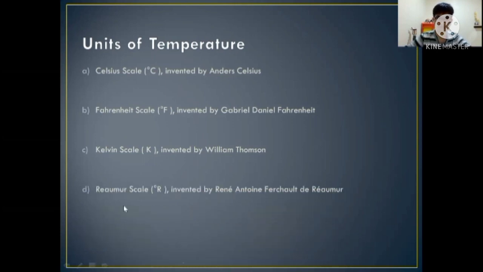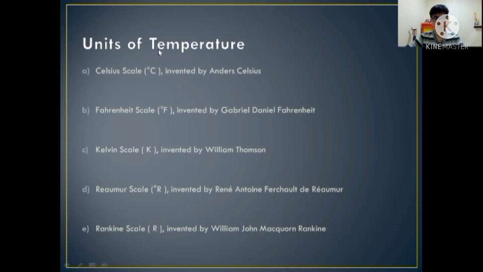And the fourth one, there's the Reaumur scale, or simply write it as degree R. This scale was invented by Réné-Antoine Ferchault de Réaumur. And the last scale, which is very rarely used according to myself, is called the Rankine scale, or simply write R with no degrees. This scale was invented by William John Macquorn Rankine.